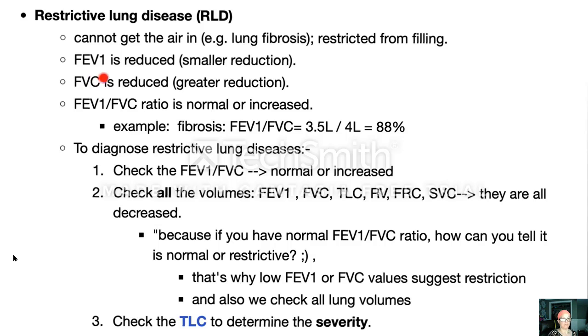So what's happening to FEV1? Decrease. How about FVC? Also decrease. The lung is not normal. But if you have FEV1 here and FVC here, the reduction in FVC was greater than the reduction in FEV1, leading to an increased FEV1 to FVC ratio, or it could be normal at best.